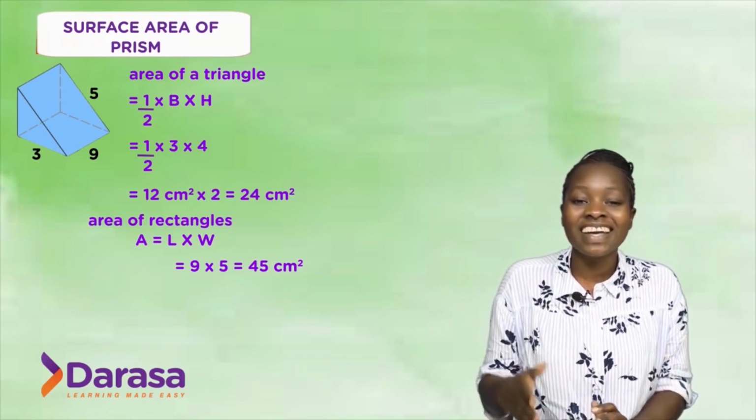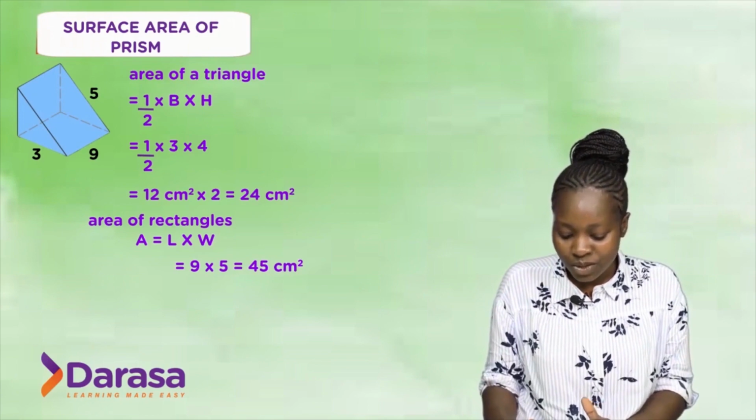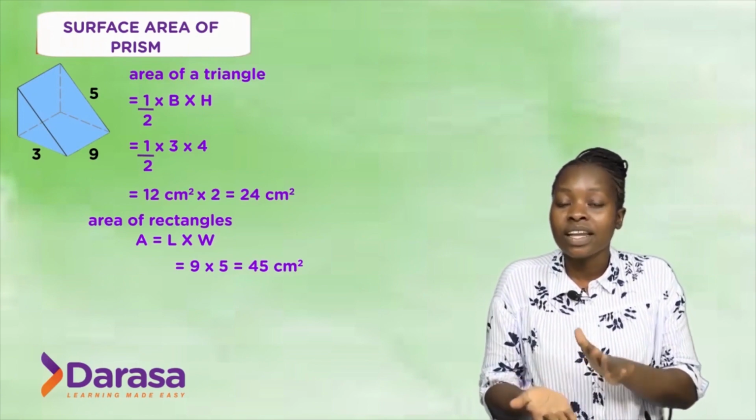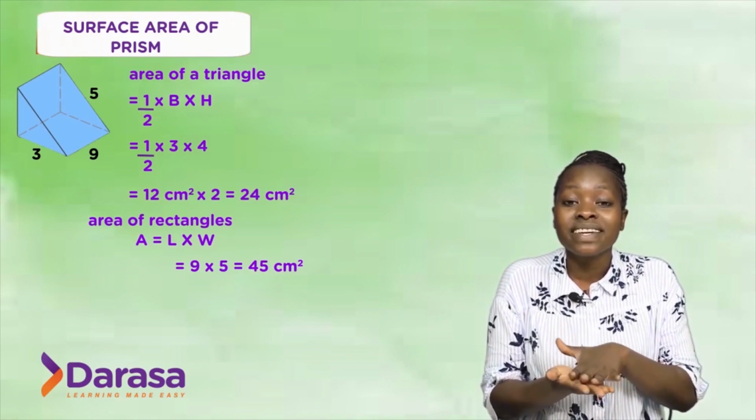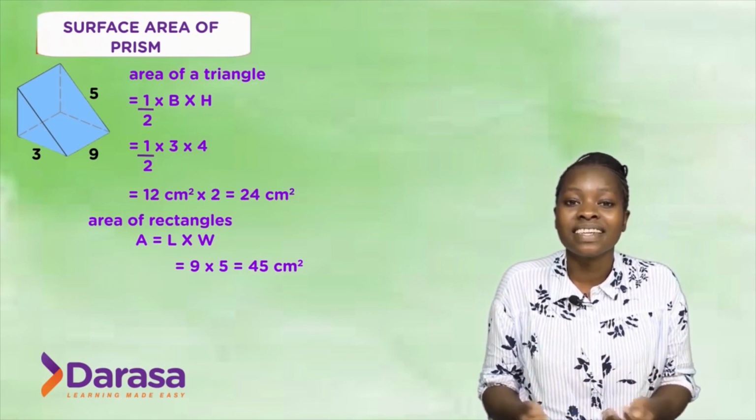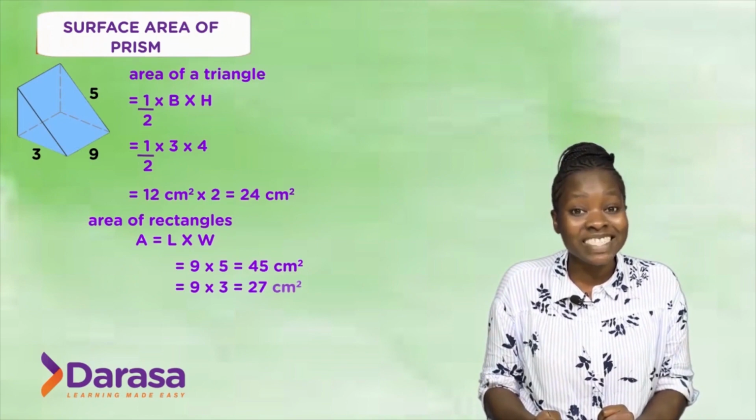And then on our other rectangle, we're going to have the lower one acting as our base. Its width is 3, its length is 9. 9 times 3 is 27.